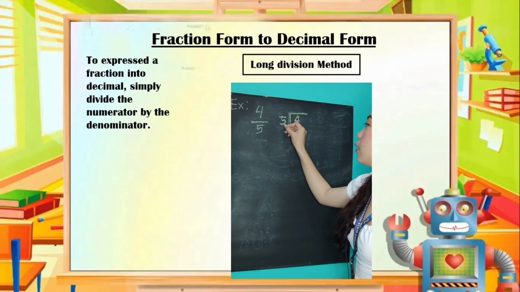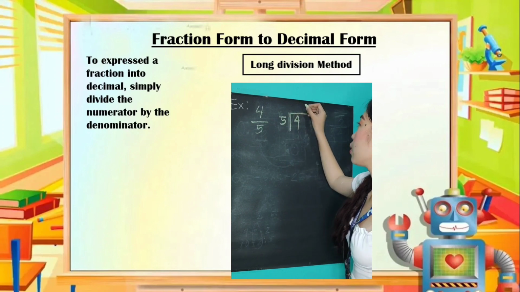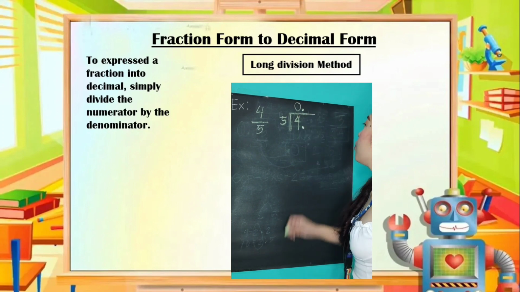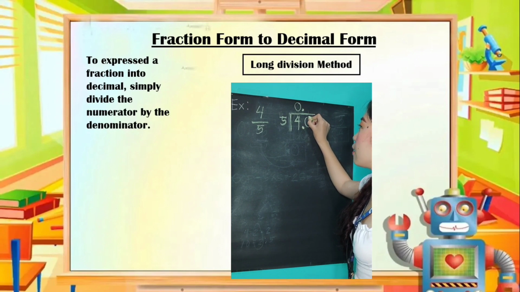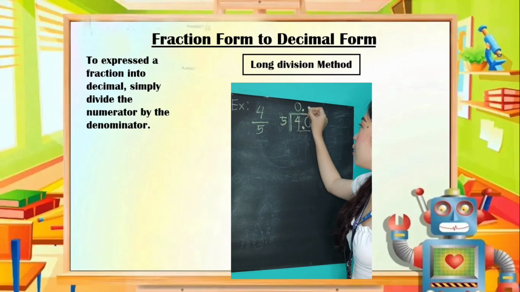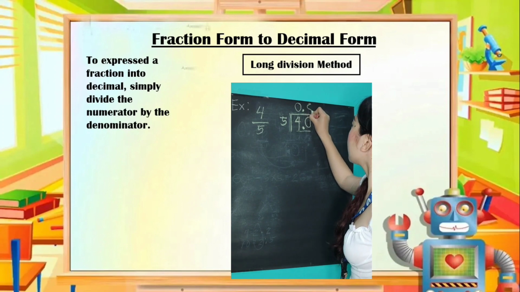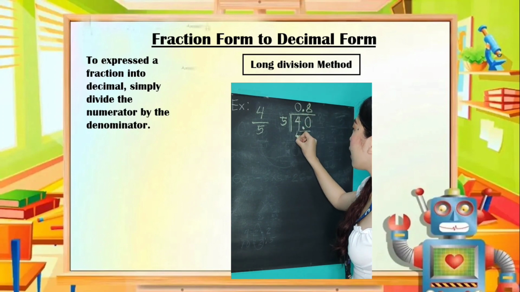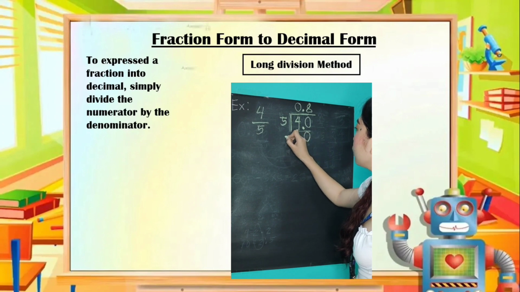So 4 divided by 5 is going to be, so we're going to put 0 here and add a decimal point. We then put 0 here, add 0. So this becomes 40. So 40 divided by 5 is 8. So 8 times 5 is 40. So 40 minus 40 is equal to 0.